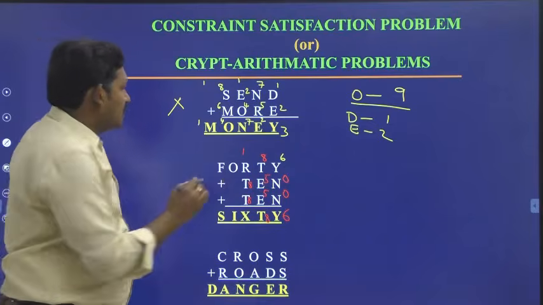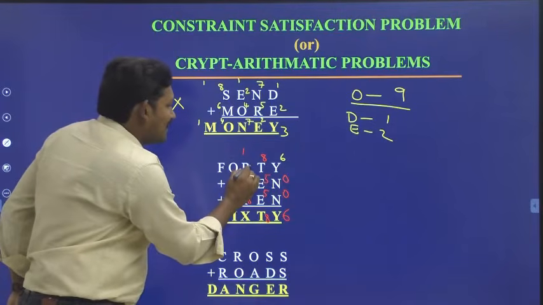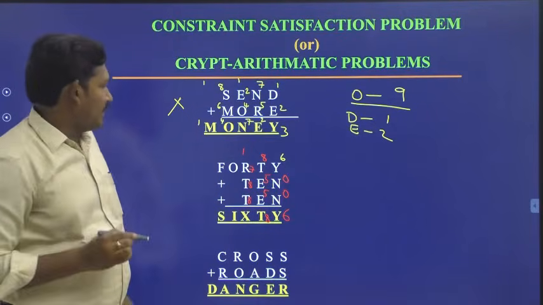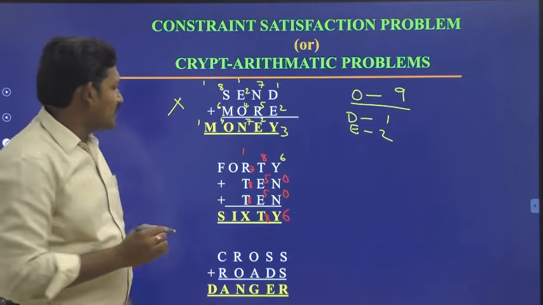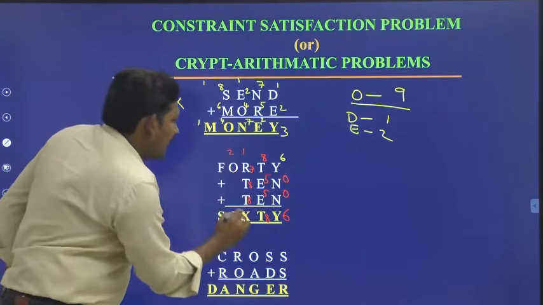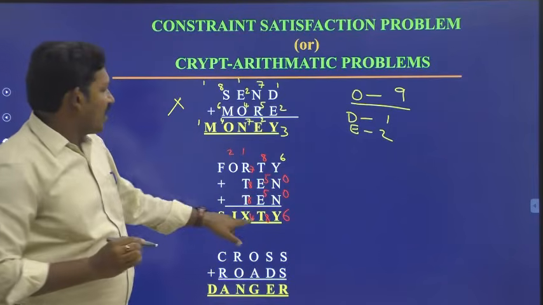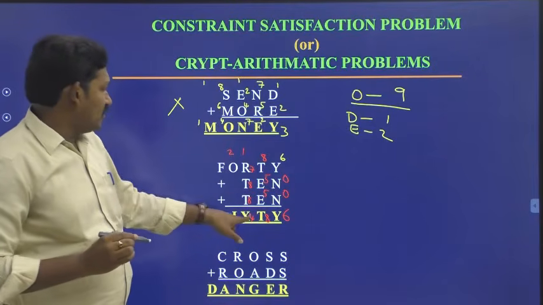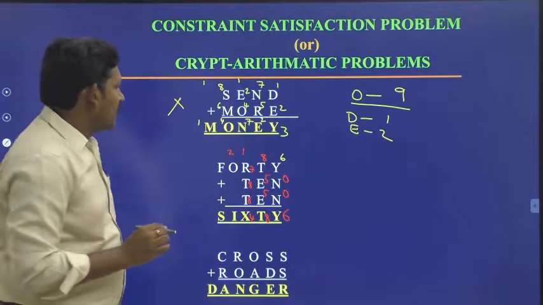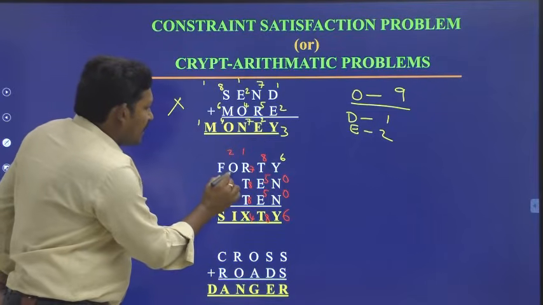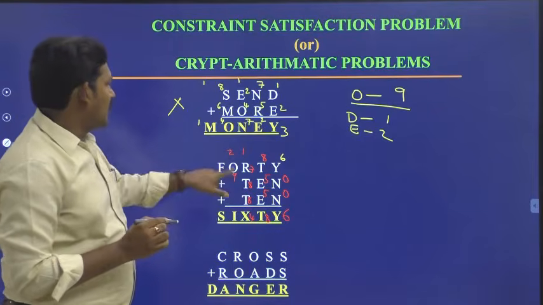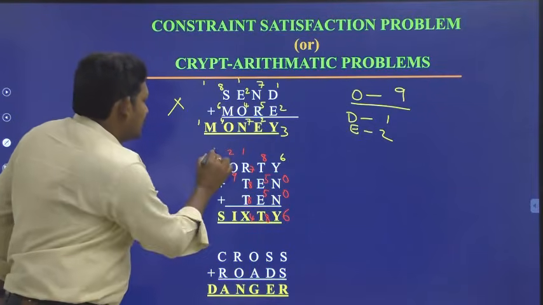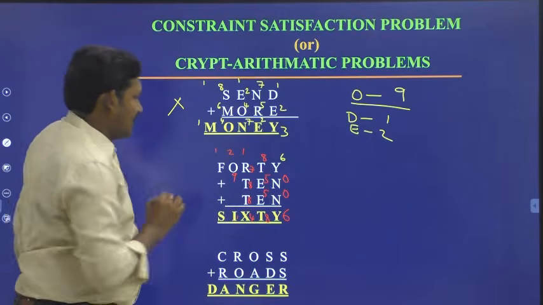Okay. So let us assume the value of R as 7. So 7 plus 1 is 8. 8 plus 8 is 16. 16 plus 8 is 24. 2 is carry, 4 is here, because 4 is not allotted to any other alphabet. So fine, up to here everything is fine. So let us assign 9 to O. So 9 plus 2 is 11. So 1 is carry, 1 is here.